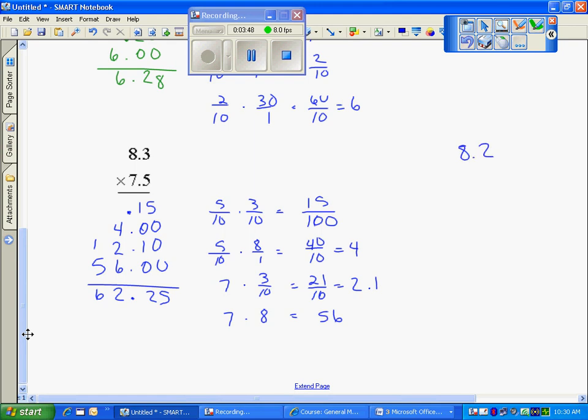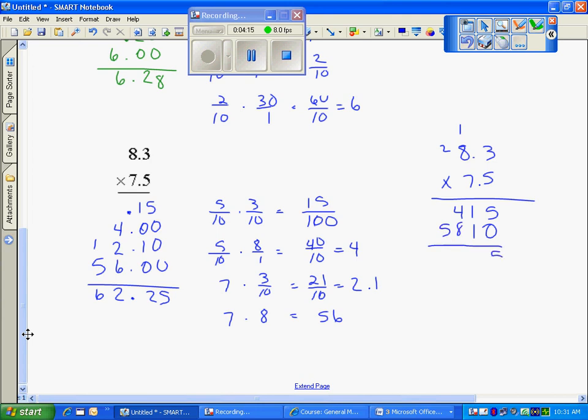Shortcut algorithm, 8 and 3/10 multiplied by 7 and 5/10. Multiplying 3 times 5, I get 15. 5 times 8 is 40, and 1, 41. Placeholder, 7 times 3 is 21. 7 times 8 is 56, and 2 more is 58.